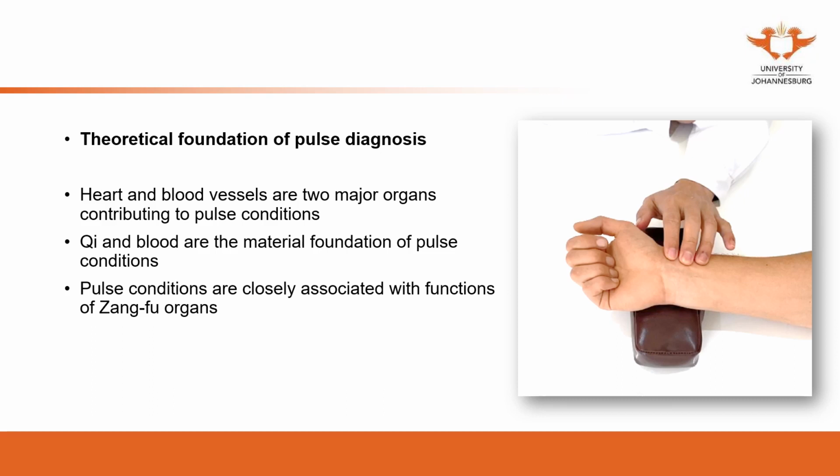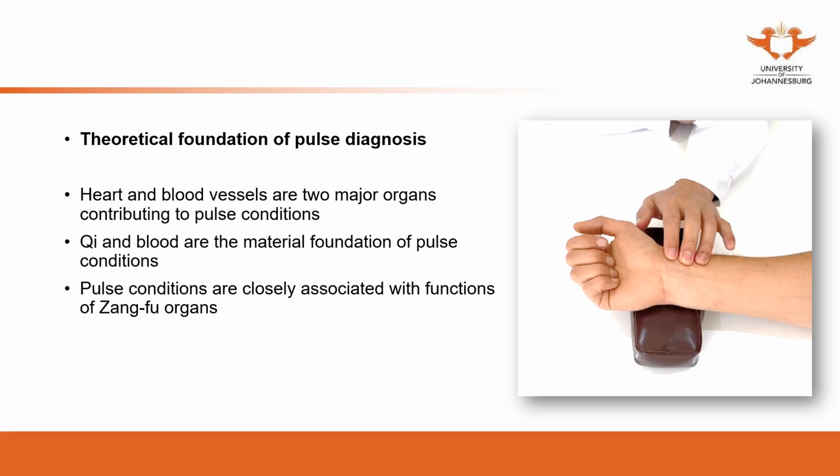So if in a test I ask you to explain how the pulse is related to the five zang organs, you need to tell me why and how they are related. That's from the basic theories. As you can see now, we are going to integrate more and more basic theory to explain these physiological and pathological conditions of the clinical situation.